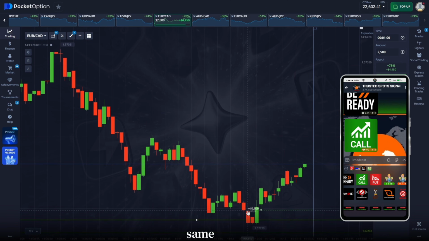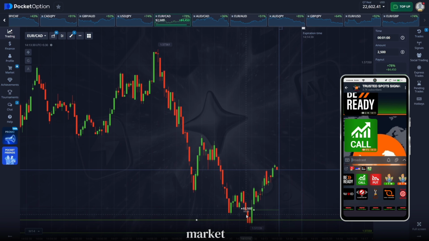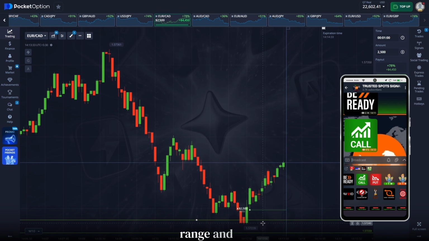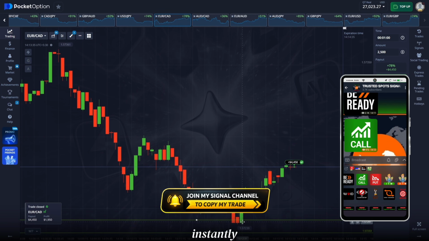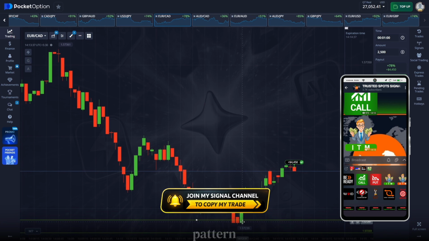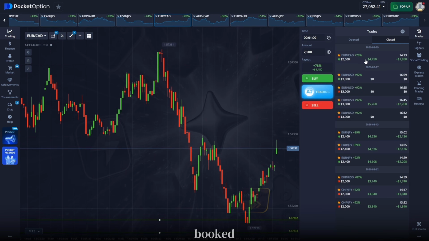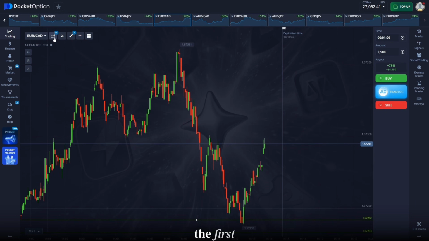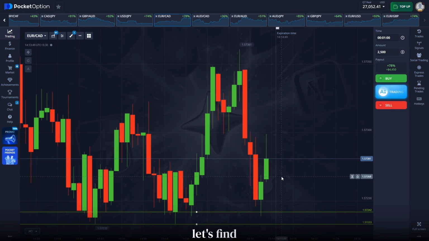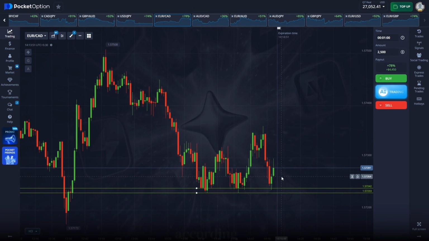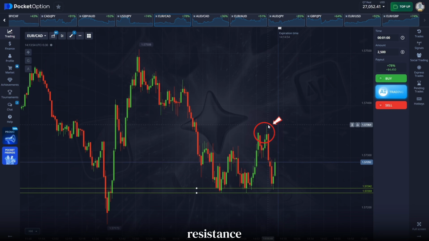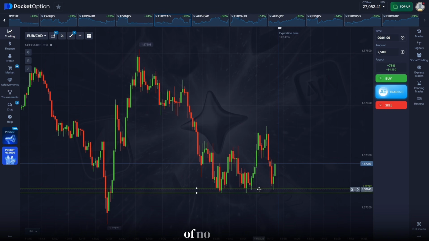So I did the same. Price in a ranging market hit the support range and on the 5-second chart, it instantly formed a reversal pattern, which is a confirmation that price will go in the upside direction, and that's why I placed the trade and we booked profit on the first trade of today's session. Let's find another trading setup, because I will not use this resistance range now and this support is of no use to me right now. So let's wait and find another trading setup.